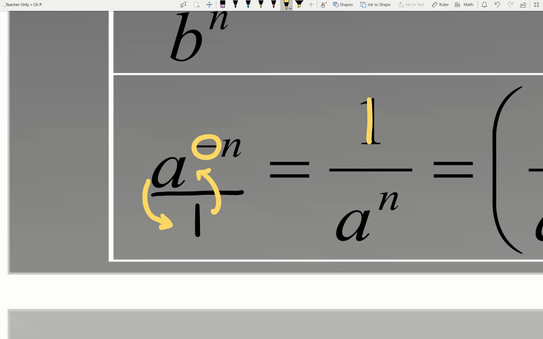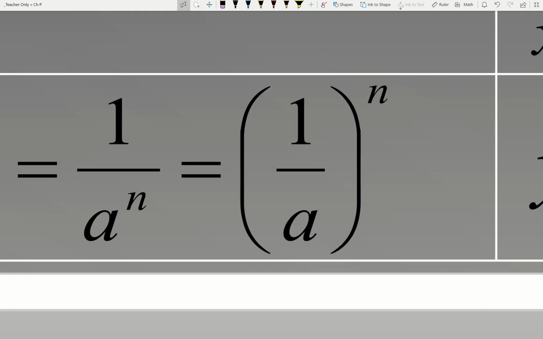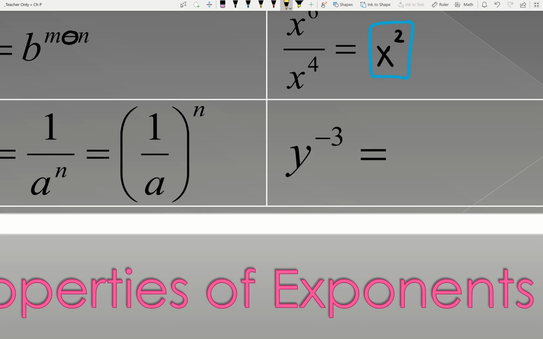And you can see that here. The 1 is now on top, and the a is now on bottom in the next line of my equality here, okay? And once you do the swapping, the negative exponent disappears. Okay, so we're going to go ahead and write our next line without the negative exponent on that. And then this is just an equivalent way of writing that exact same thing, 1 over a, the quantity, all raised to the power of n. And so that just gives us a really simple way of writing our negative exponents.